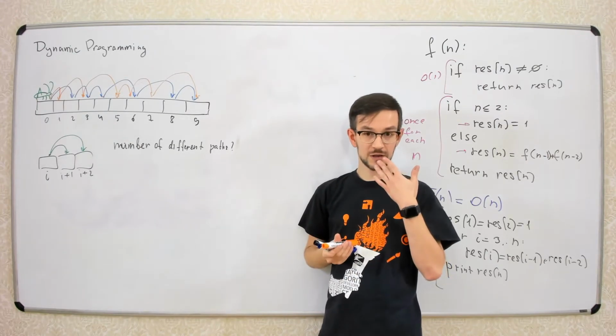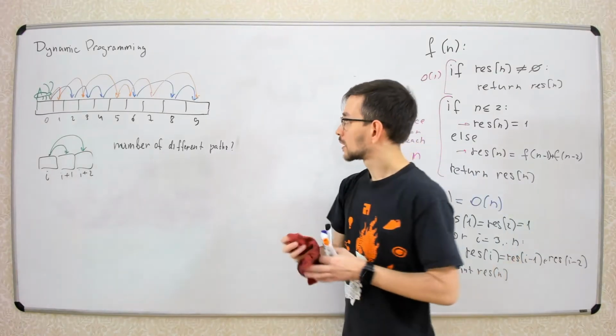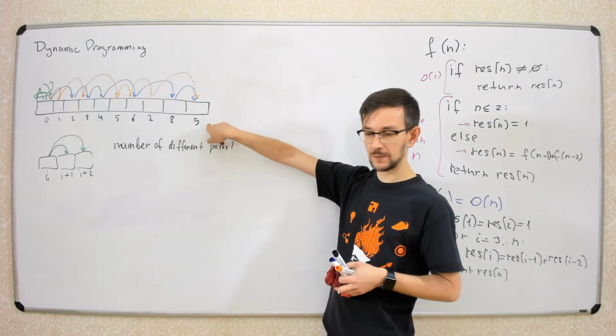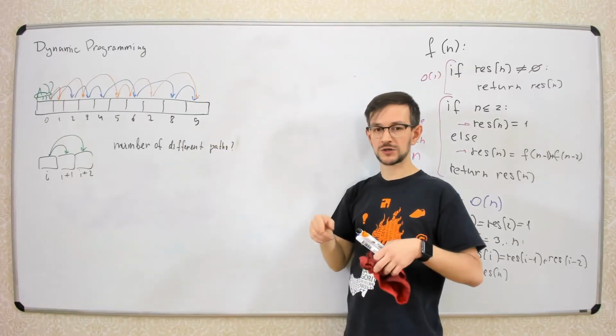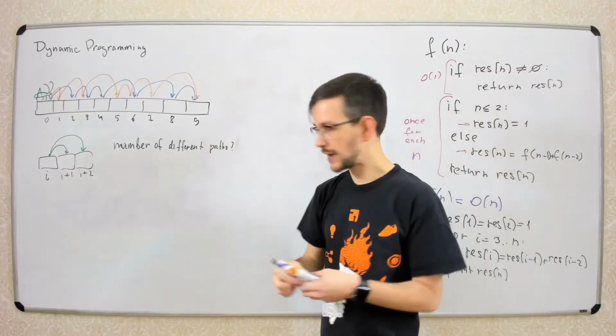How can we calculate this number? Let's see. Imagine you want to calculate the number of ways to get to the last cell. So we have this last cell with index 9, and we want some path which ends in the cell 9.